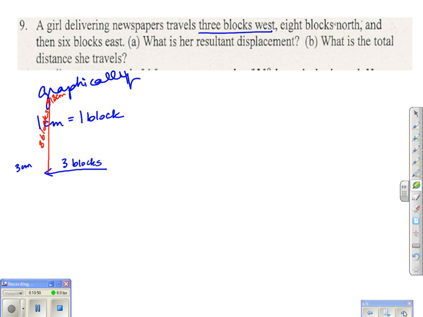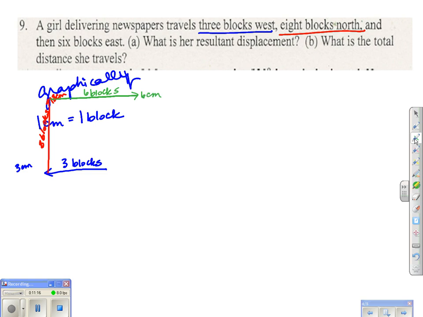And then we're going to turn and go 6 blocks east. So I'm going to turn and go east about twice as long. Ooh, that doesn't look right at all. Okay, yeah, we'll go with that. That's good. All right. And then we would say that that is 6 blocks, and it would actually be measured out to be 6 centimeters long.